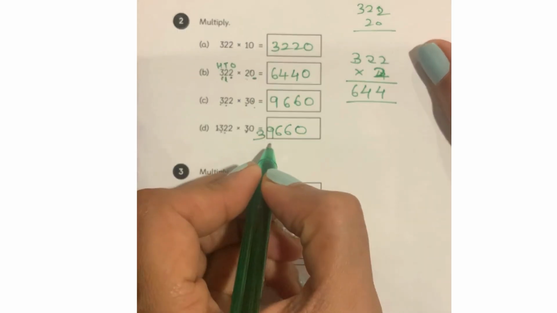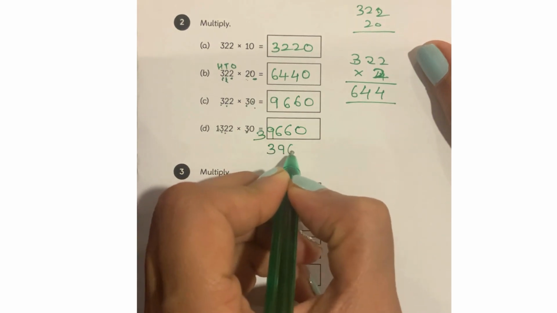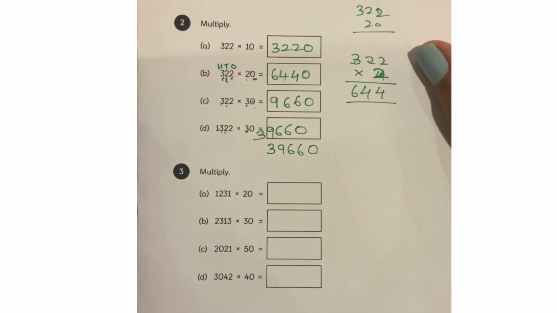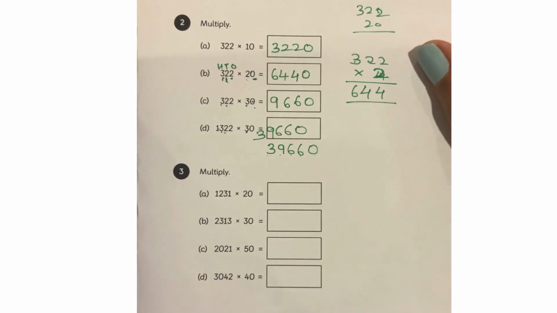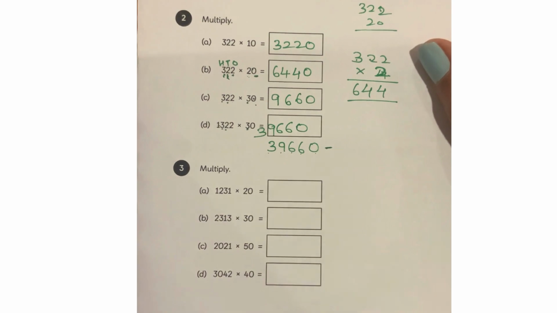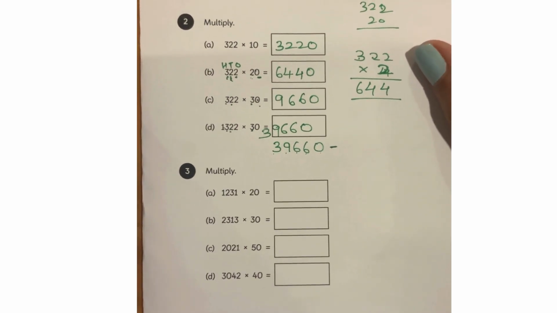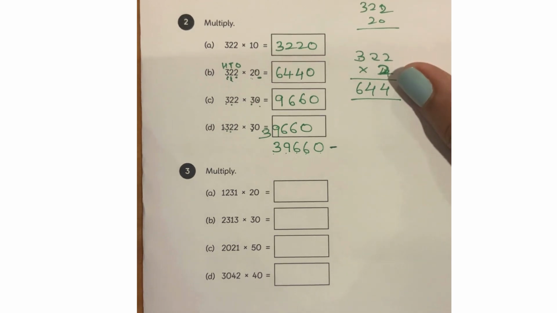Just to write this properly, it's 39660. So, ones, tens, hundreds, thousands, 10,000, right? 39,660. Do keep a habit of reading it or maybe writing it just next to it in words. This will allow you to practice more. Be creative of doing something different if it is too easy for you. Challenge yourself.